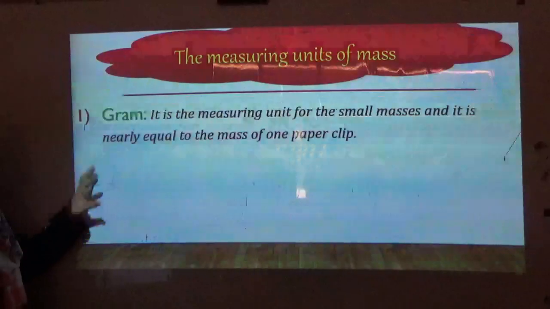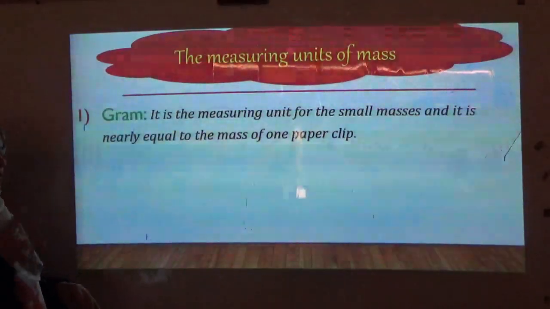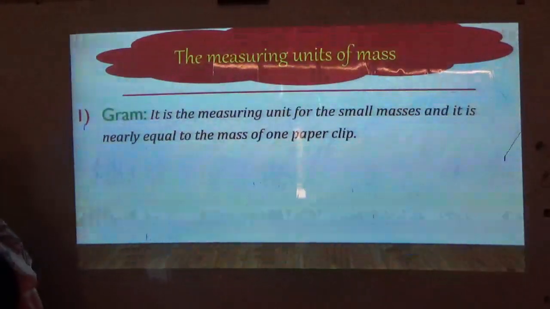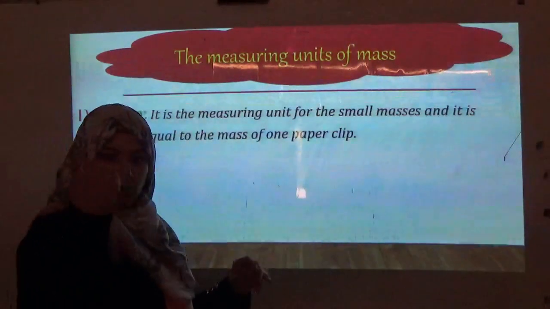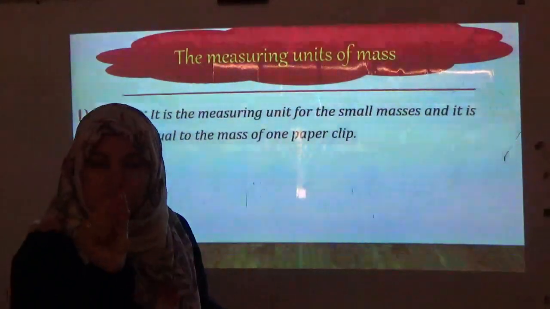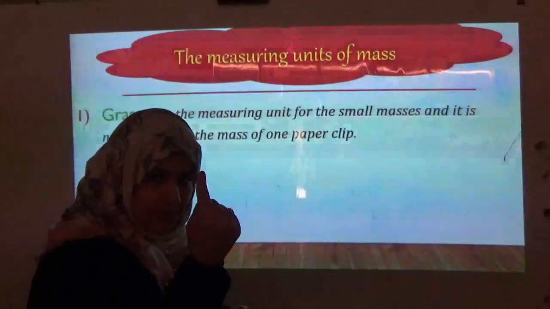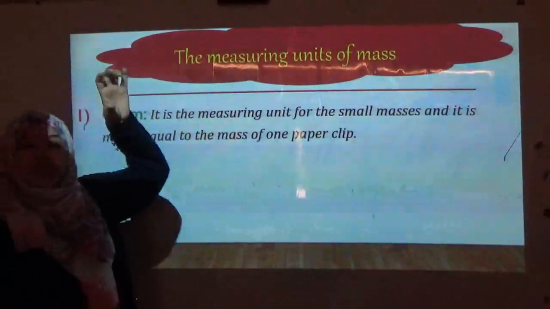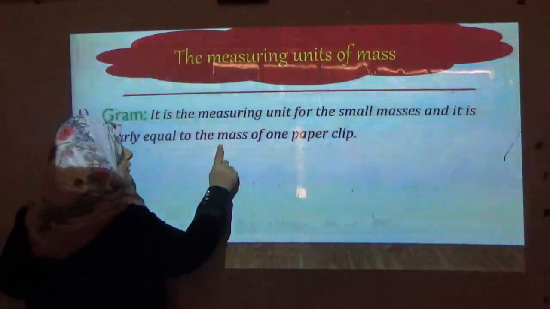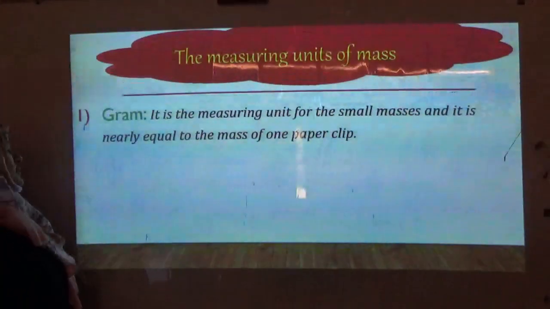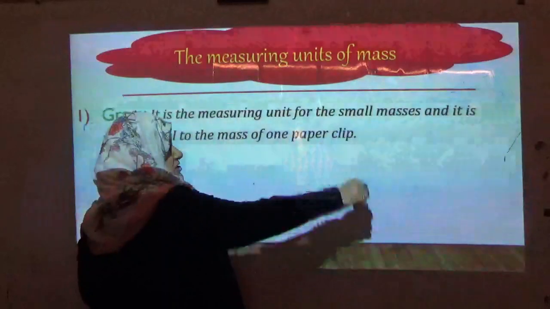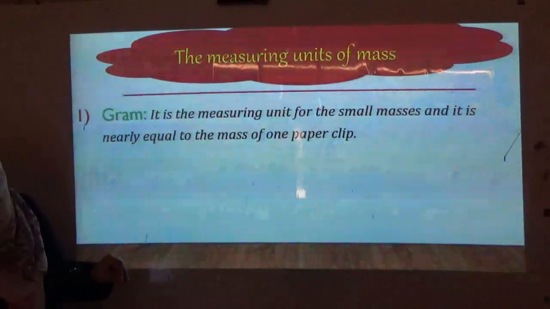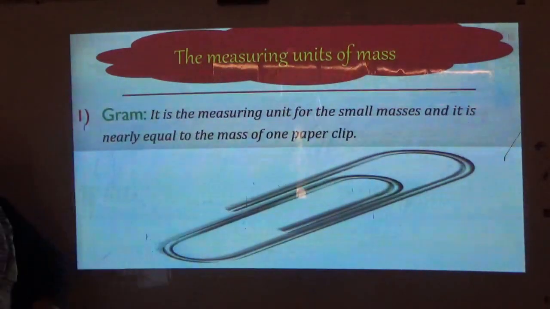The gram is the measuring unit for the very small objects, as I mentioned before, like chemicals, gold and silver. The amount of matter in 1 gram is nearly equal to the amount of matter in 1 paper clip. So we say that gram is the measuring unit for the small masses, and it is nearly equal to the mass of 1 paper clip. And this is a paper clip that we talk about.